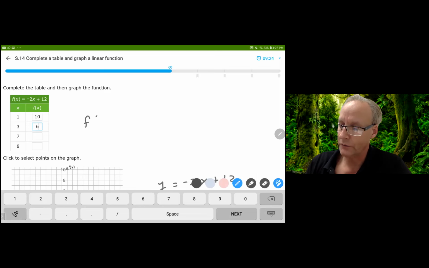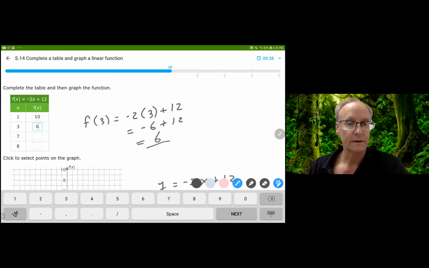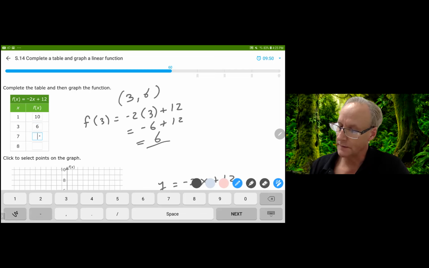F of 3 is equal to -2 times x plus 12. And so I'm substituting the 3 in. That's -6 plus 12, which is 6. Just so you can see it. The way we write that point is 3, 6. And 7, can you do it in your head and get the -2?